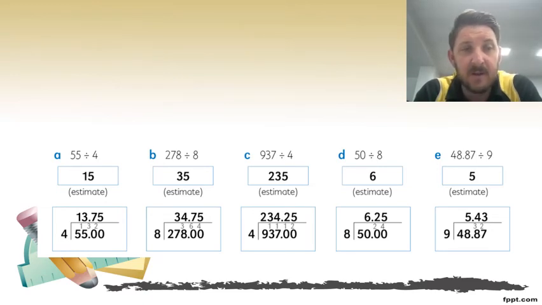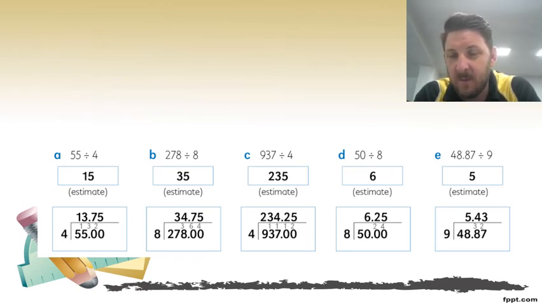You can see the estimations at the top. In the first one, we would have rounded to 60 divided by 4, which is 15. And then you can see the working out down the bottom. In the second one, you can see there that we would have rounded up to 280 divided by 8, which is 35. Some of you may have rounded up to 300, which is fine. In the third one there, you will see that we've rounded up there as well, and we've divided it by 4. And in the second one there, we've actually looked at it and went 6 times 8 is 48, which is pretty close. And in the last one, we've kind of gone 50 divided by 10, which is 5.